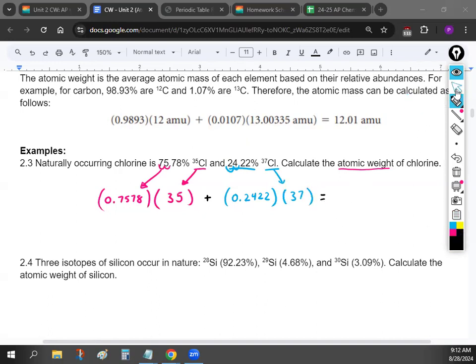The equation is pretty simple. Just take the percentage, turn it into a decimal, multiply that with the isotope number, and add it to the other one. That gives you your answer. Let's see how good you guys are at order of operations. I'll give you about a minute or so to finish copying that down. Try to plug it into your calculator. You can compare with the person next to you and see what you get.